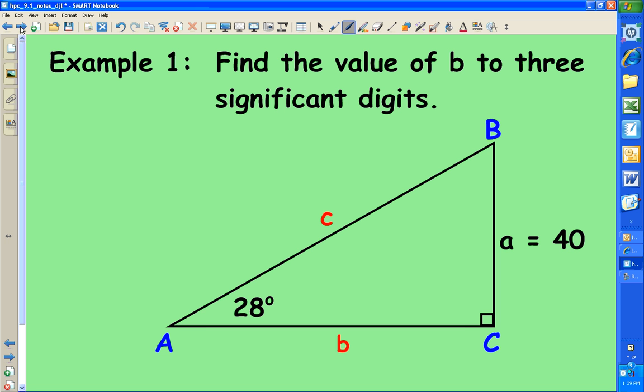Okay, so example 1, we're looking for the value of B in this triangle with this given information. This is what I would call a sterile problem. It's not an application. It's just, here's a triangle. It has no meaning for us whatsoever. This angle A is 28 degrees.